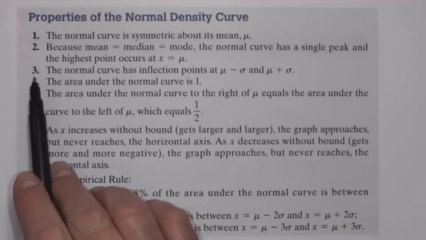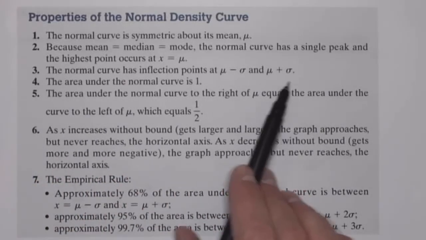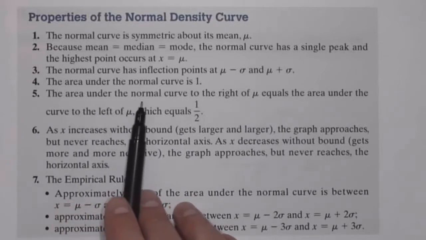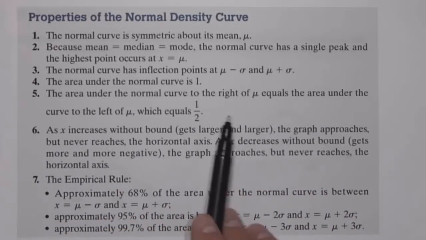So those are on our list of properties. The normal curve has inflection points. The area under the normal curve is 1. The area under the normal curve to the right of mu equals the area under the curve to the left of mu, which equals 1/2.